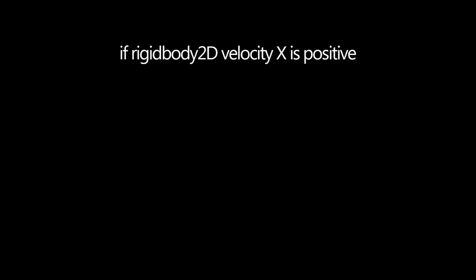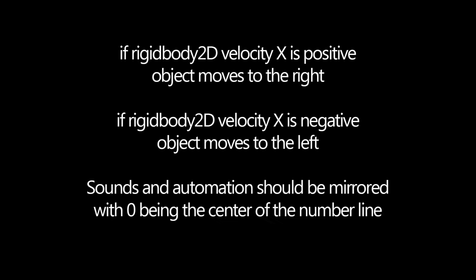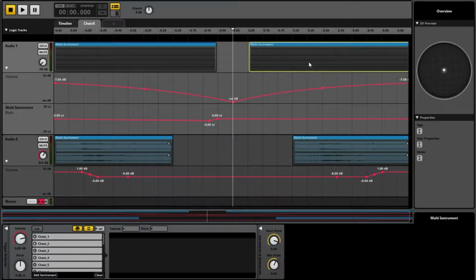A positive number means the object will move to the right, and likewise, a negative number means the object will move to the left. That's reflected in FMOD. The event is created in a way that the parameter acts like a pendulum. On each end of the parameter, there is a multi-instrument container that contains 18 samples of a chain played in a loop and in a random order.